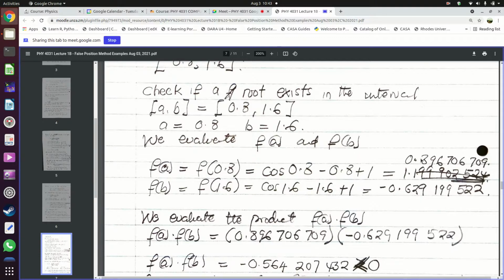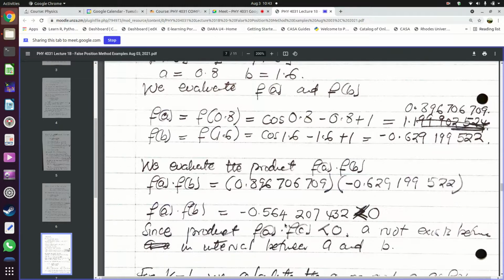So you've got the value of the function at A and at B. As you can see, the value of the function at A is positive, and the value of the function at B is negative. Then, to check if there is a root between A and B, you work out the product f of A times f of B. That's 0.896706 multiplied by minus 0.629919522. This is positive, that's negative, so you end up with a product which is negative, less than 0.